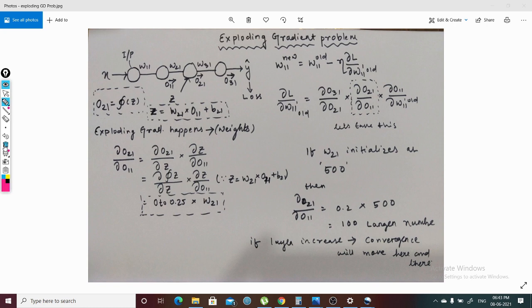So in this particular video, we are going to see about the exploding gradient problem. It is also one of the classic problems that happens when we have a large number of layers in the neural architecture, and it also occurs for the weights. If we didn't initialize weights properly, this exploding gradient problem also occurs.